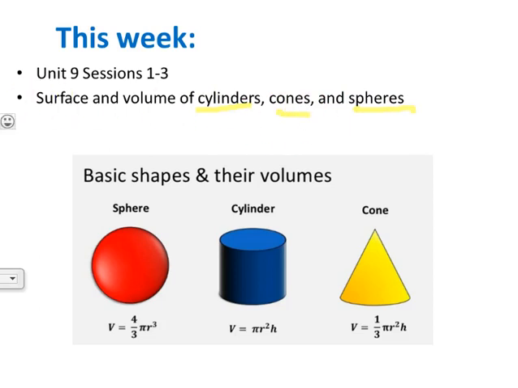If you look below here, you can see what each of those looks like. A sphere is like a basketball. It's a round ball. A cylinder is the shape of a can of soda or pop. And a cone is the shape of a cone that you would hold in your hand, like an ice cream cone. So we're going to learn how to find the volume of each of those three dimensional shapes today and this week.